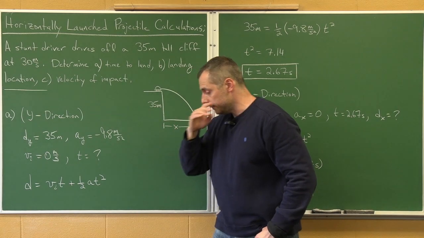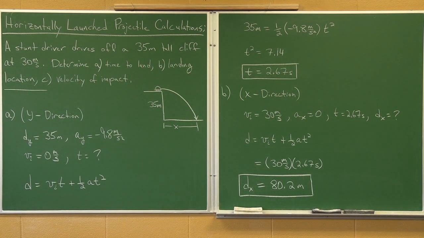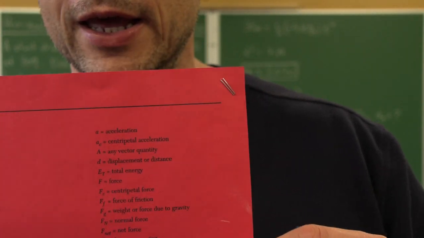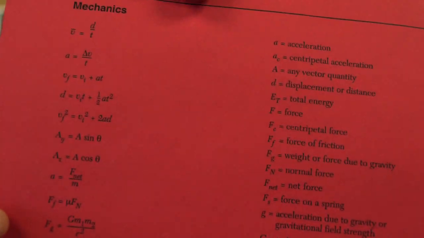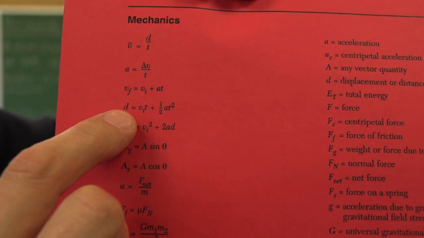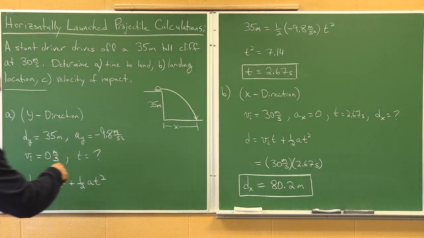And we're looking for the time. So what we do is we grab a reference table and we look for a formula that has those variables: d, acceleration, v initial, and time. So we're back in the mechanics section here. At the top, the kinematics formulas, and what you can see is that the formula that has those variables is d equals v_i t plus 1/2 a t squared. Familiar formula. So let's start by jotting that down.